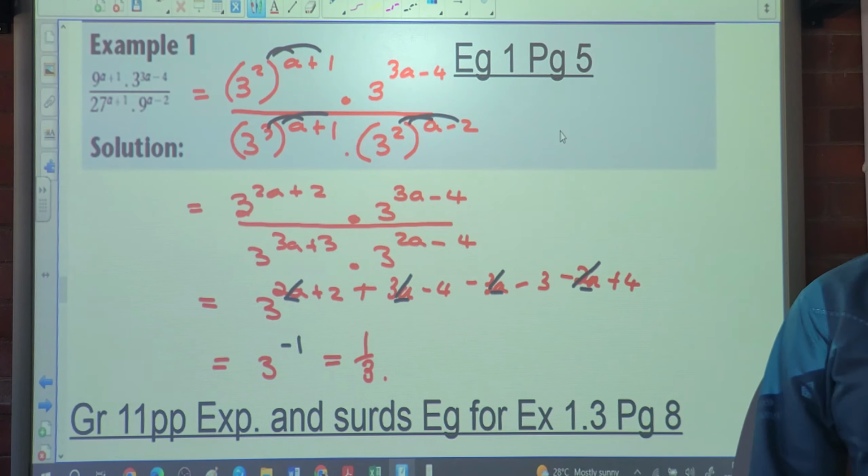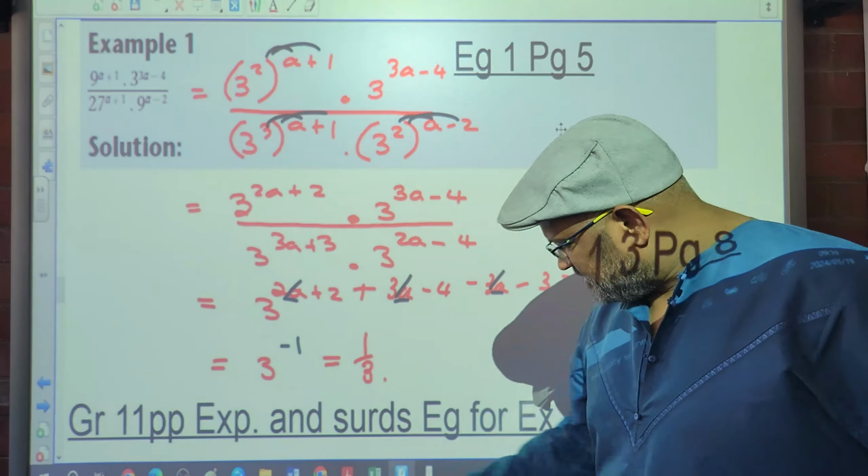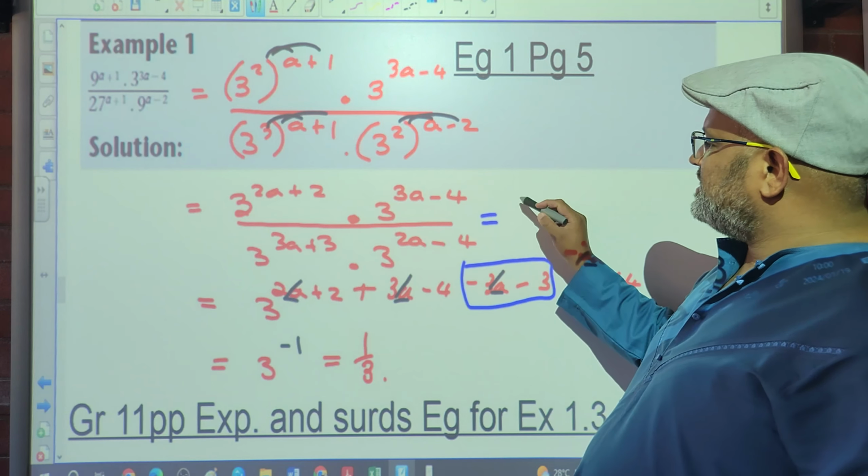Is there any confusion? Yes, Michael? We don't multiply out the variables. You write it as one base. Any other questions? Yes, Michael? So why are we changing 3a plus 3 to negative 3a minus 3? We're talking about exponents. So when you carry this over, remember, what is the rule?